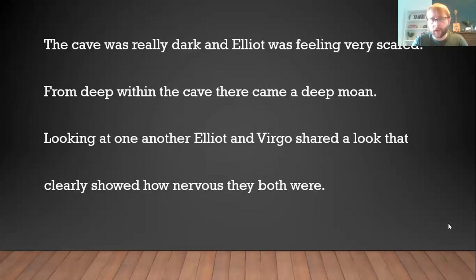Commas should be: looking at one another, front adverbial. So that's looking at one another, comma. Elliot and Virgo shared a look, comma, that clearly showed how nervous they both were, because that is a relative pronoun and it is adding a relative clause on the end. So that would be my first job. Read over, make sure you've corrected errors. That's the first thing. Spotting mistakes, correcting those errors.